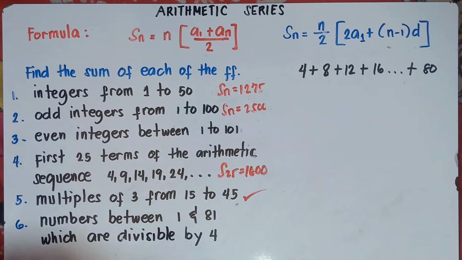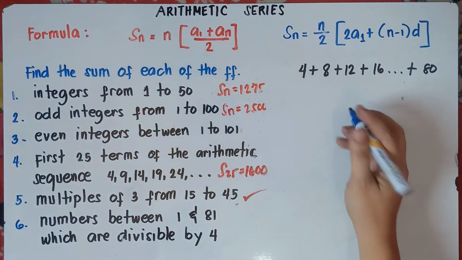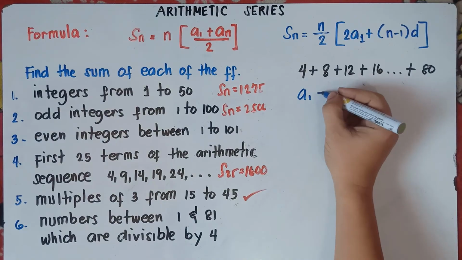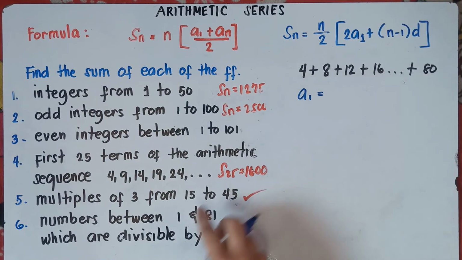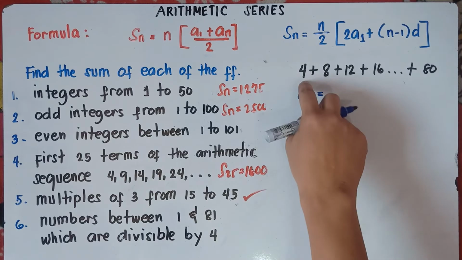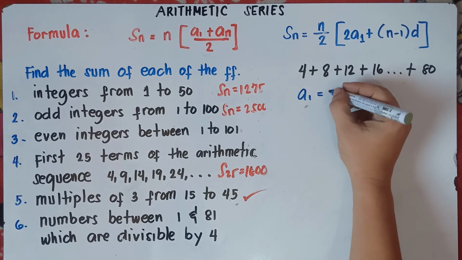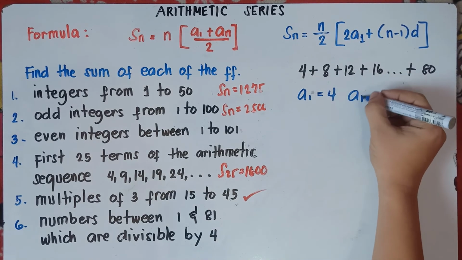So check, can we use this formula? Do we have the first term? Yep, we have the first term. The number between 1 to 81 which is divisible by 4 is 4. So the first term is 4. Do we have the last term?